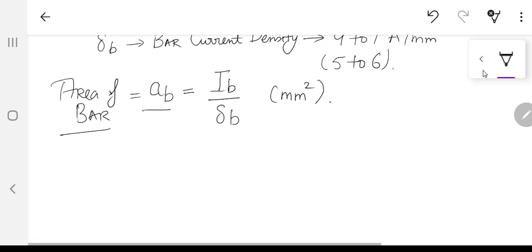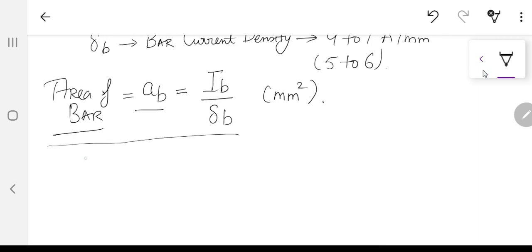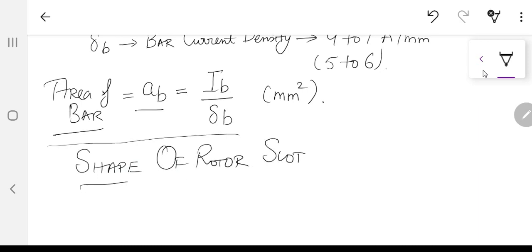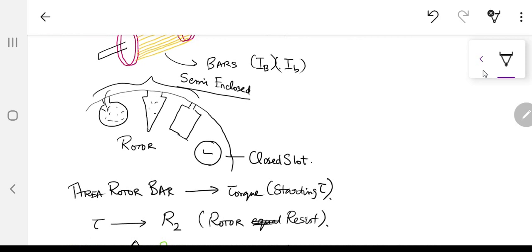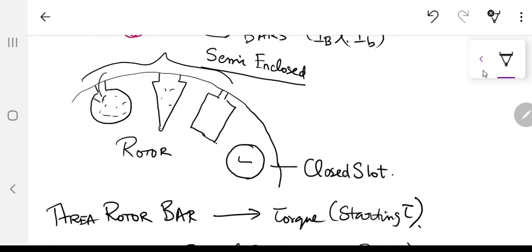Now when you have done the area of the bar, coming to the next thing, which is very important and which I left out previously, is the shape of the rotor slot. The shape of the rotor slot is a very important factor, because I will just go back to the discussion where we discussed these two types of slots. One is semi-enclosed slots, the other one is the closed slot.